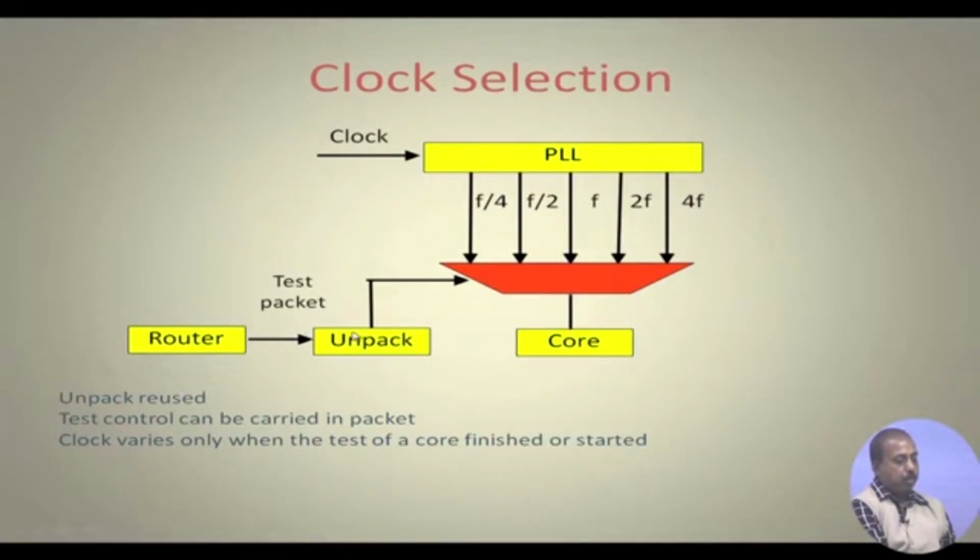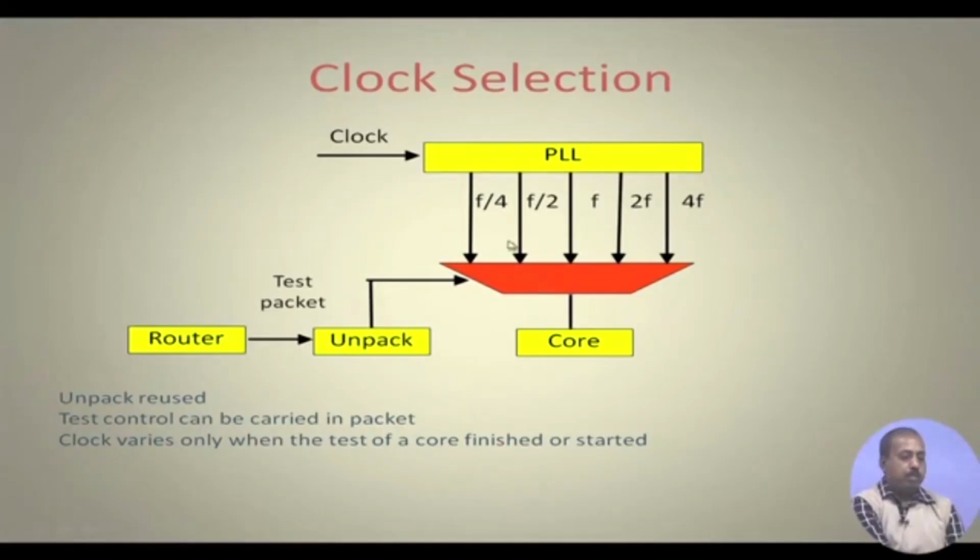The frequency is fed to the core. The unpack module of this network interface module is again going to be reused. In general the network interface module is unpacking a packet, forming the message and giving it to the core. The same network interface unpacking submodule can be used to identify, for the test packet, the frequency part, and it can be used to feed this multiplexer to select the frequency of operation for this core test. So unpack is reused.